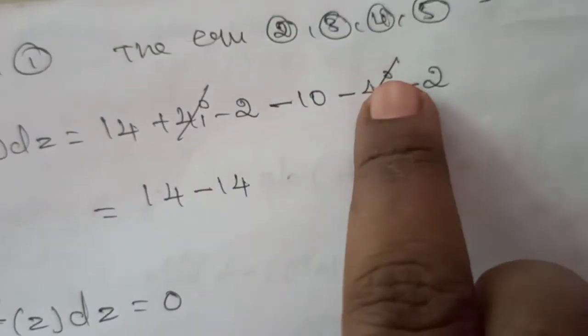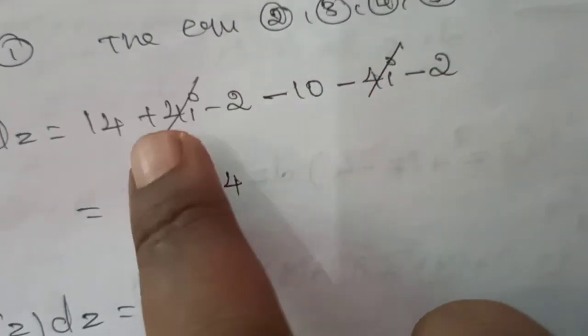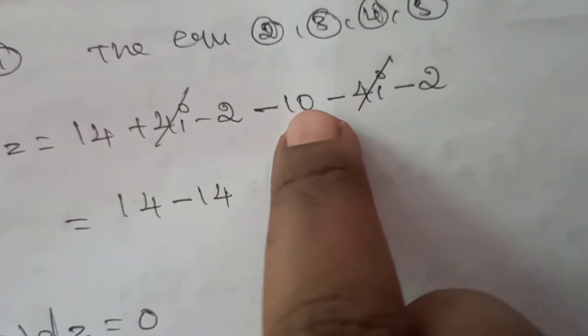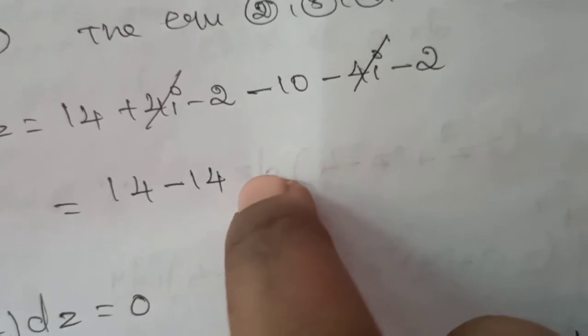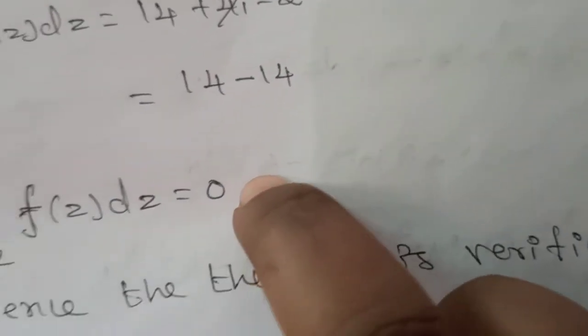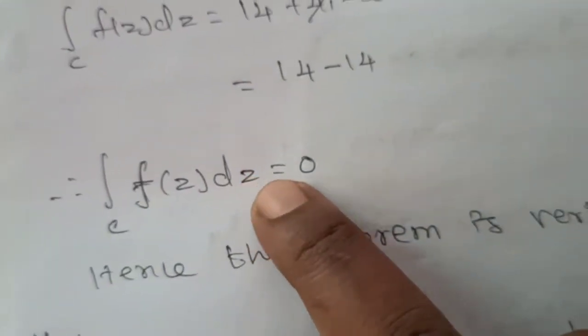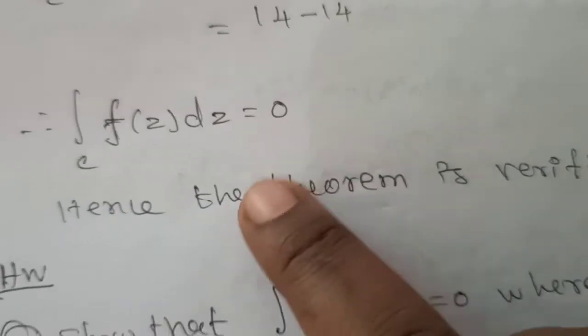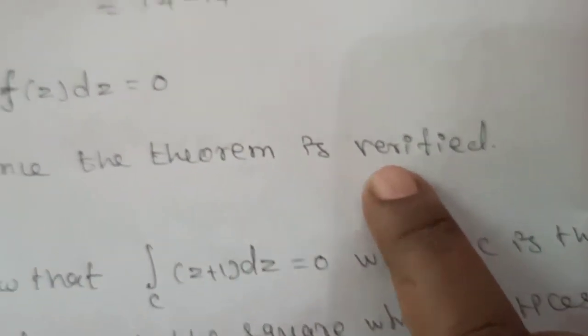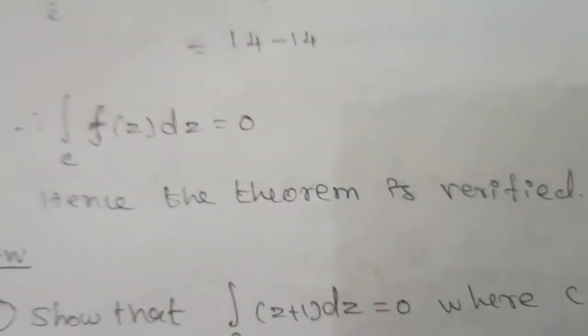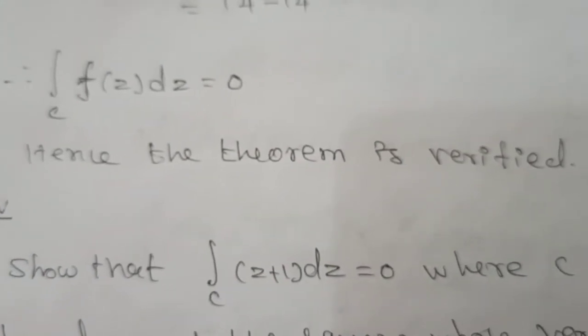Here plus 4i and minus 4i cancel. So finally you can write 14 minus 10 minus 2, that is 14 minus 14, which becomes 0. So what is the statement of Cauchy's theorem? We want to prove that the integration over C of f of z dz equals the right side value, which is 0, and in our proof the right side value also became 0. So hence the theorem is verified.